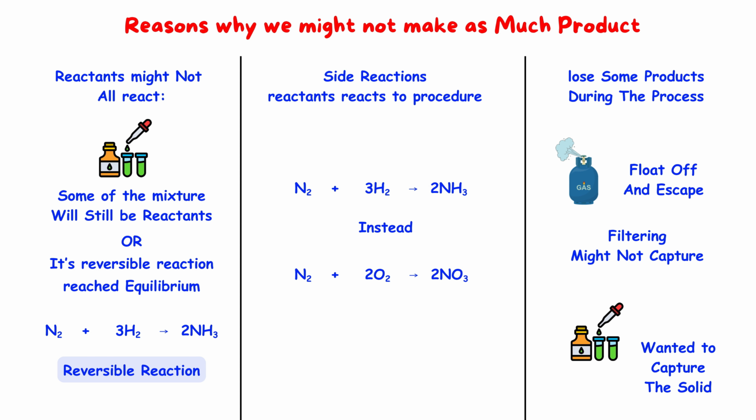A good example of this is the reaction between nitrogen and hydrogen to form ammonia. In this case, because the reaction is reversible, some of the ammonia that forms will start to break back down into nitrogen and hydrogen again, so we never get all of it as product.